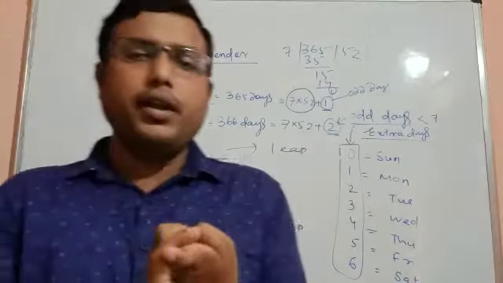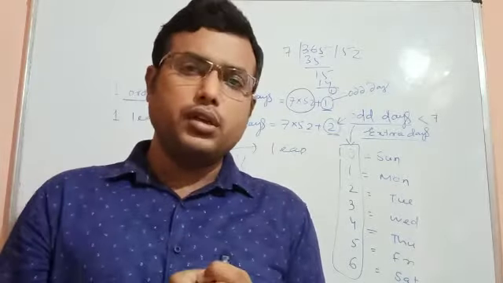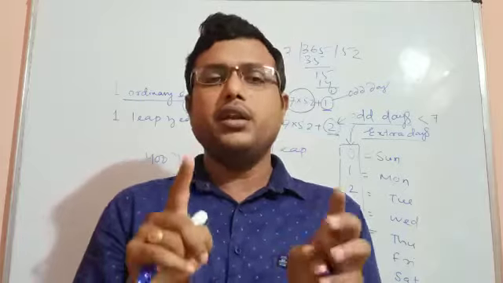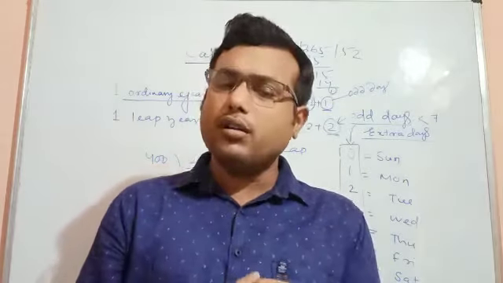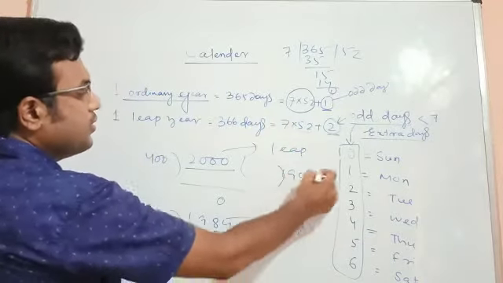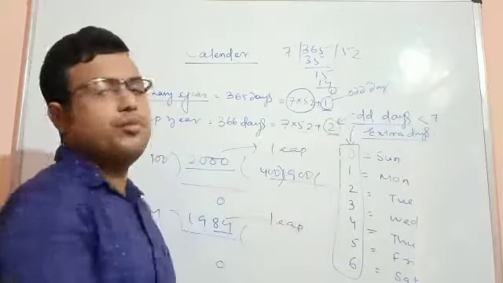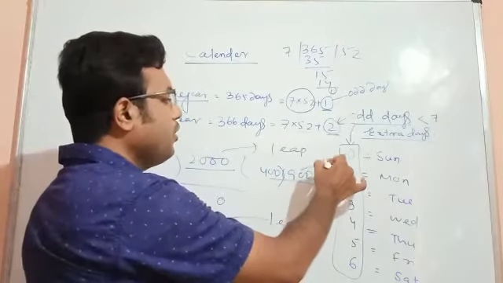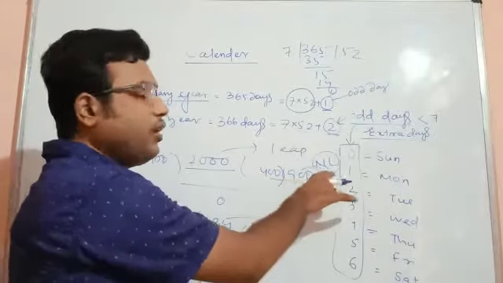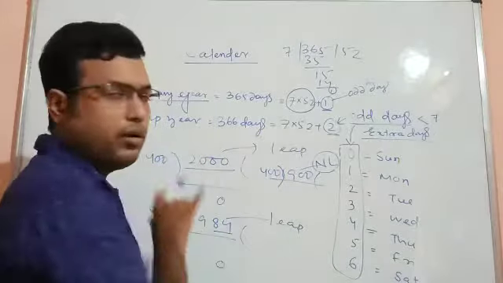Okay, don't be confused. The first point: any year which is a century, if it is divisible by 400, we can say it is a leap year. Suppose 1900, it is a century, so try to divide it by 400, but it is not divisible by 400, then it is not a leap year. 1900 is not a leap year. 2000 is a leap year because it is divisible by 400.